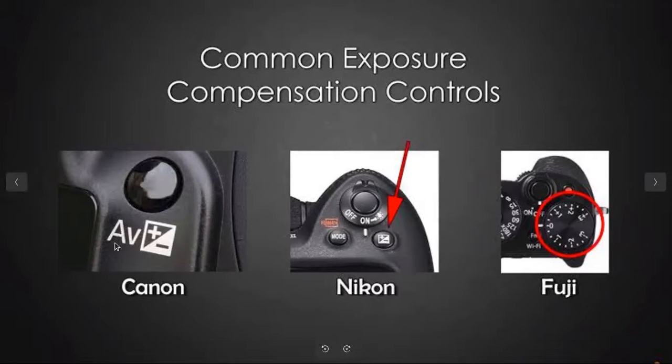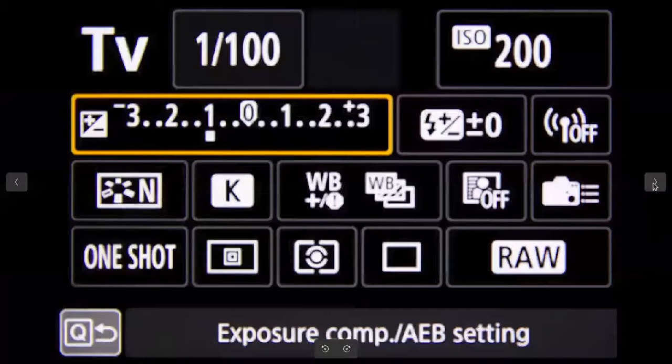This is for Canon camera, this is for Nikon camera, and this is for some other camera. So what it is basically doing is that whatever exposure you are getting, if you want to make it brighter, apply positive exposure compensation. If you want to make it darker, apply negative exposure compensation.